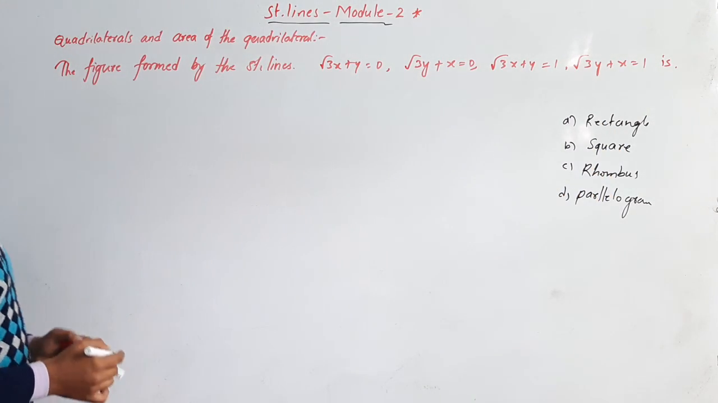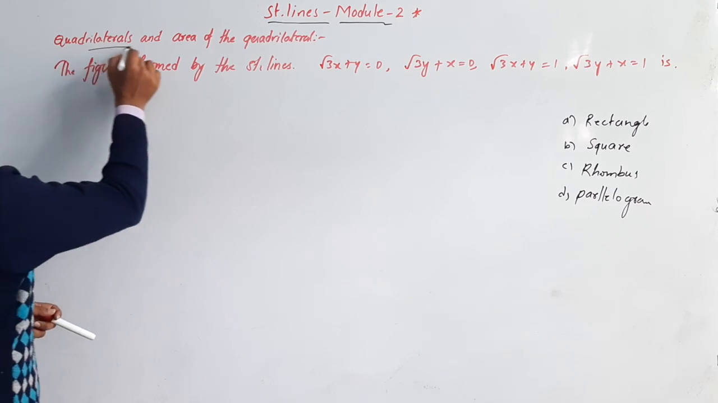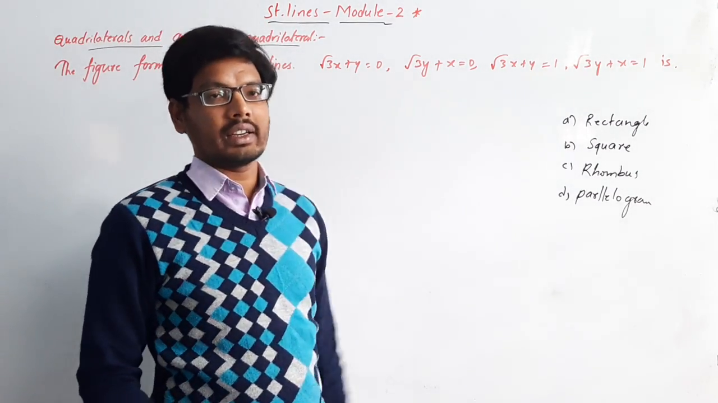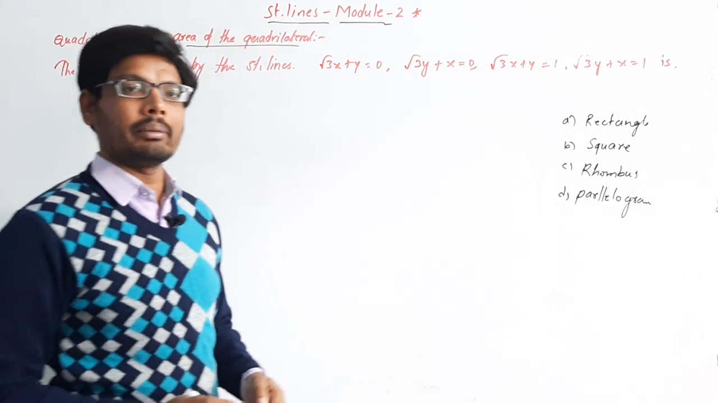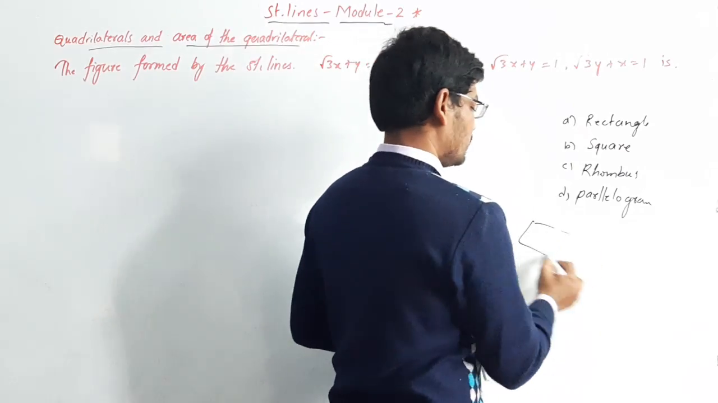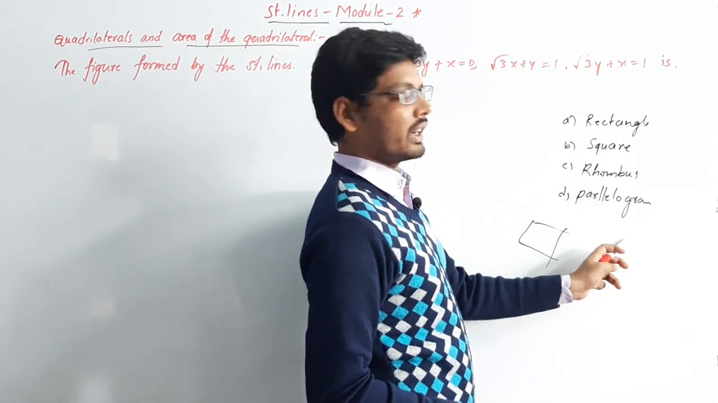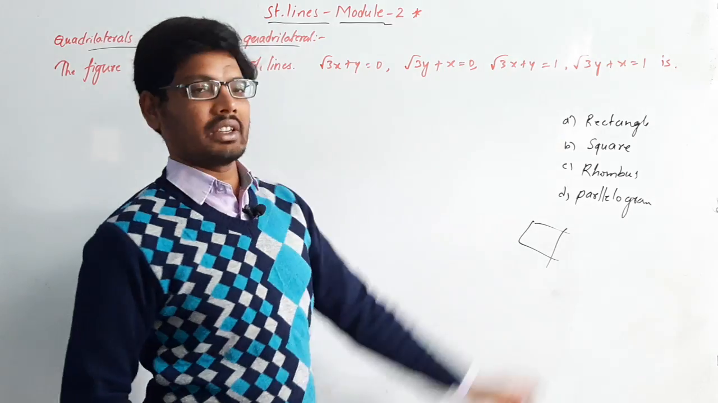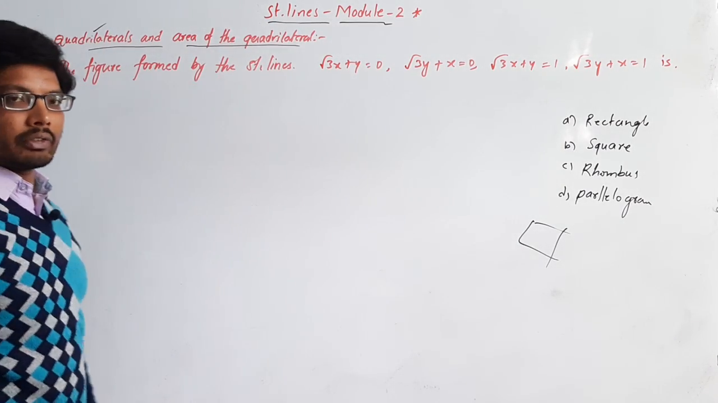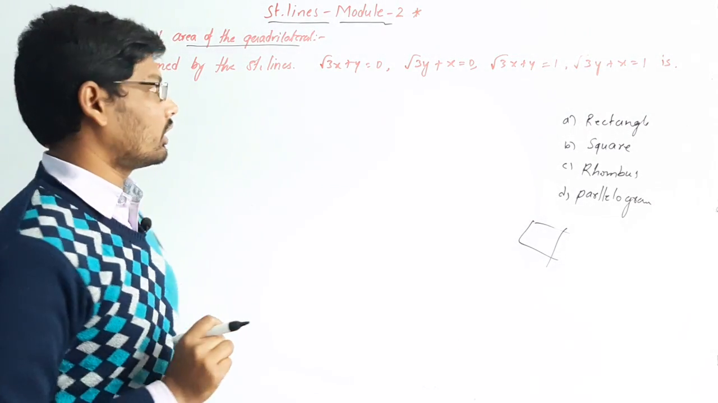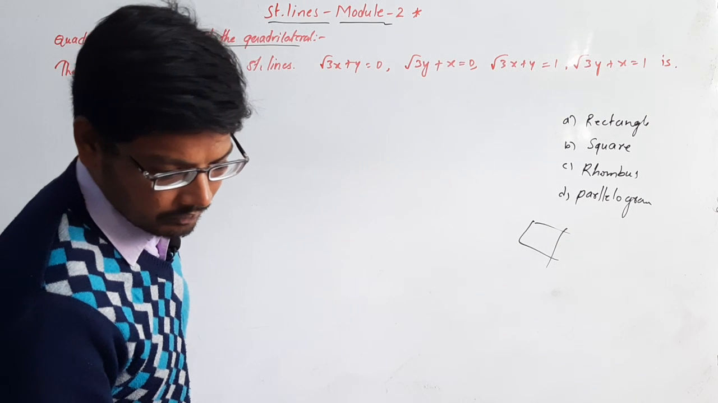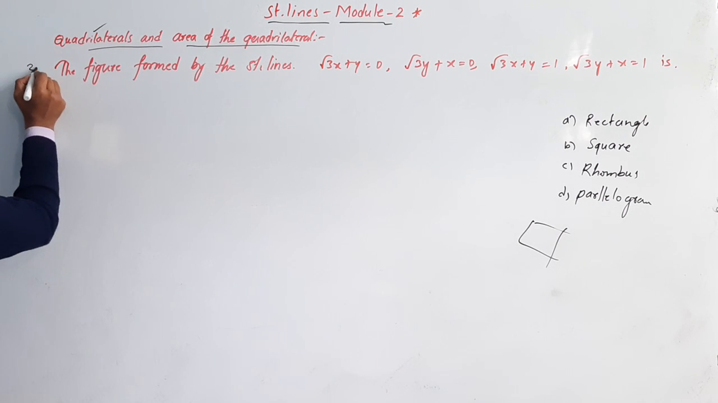So according to this question, we have to solve which figure is formed by using these four straight lines here. This is a quadrilateral. Quadrilateral is nothing but a four straight line figure. He is given four straight lines here, and the topic name is quadrilateral. Quad is nothing but 4, and area of the quadrilateral. The question number is 38 here.